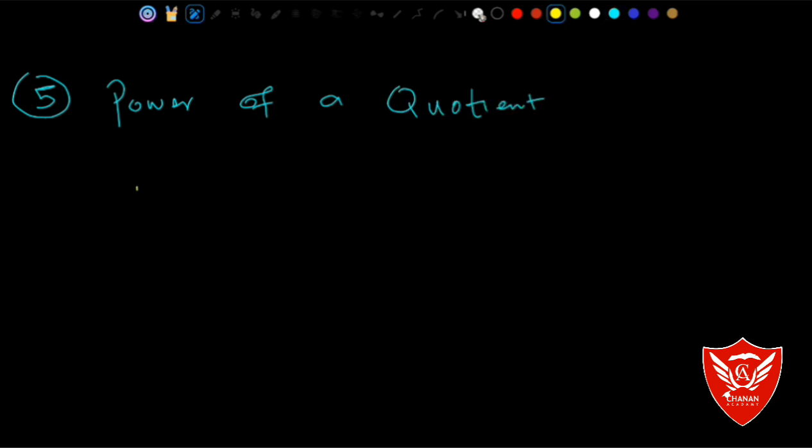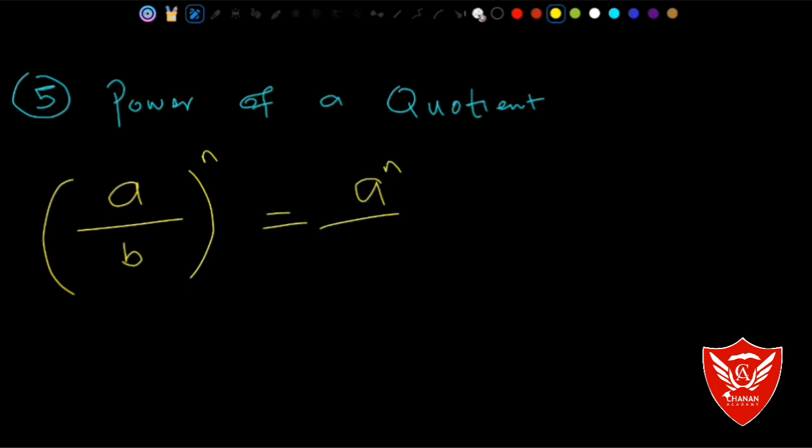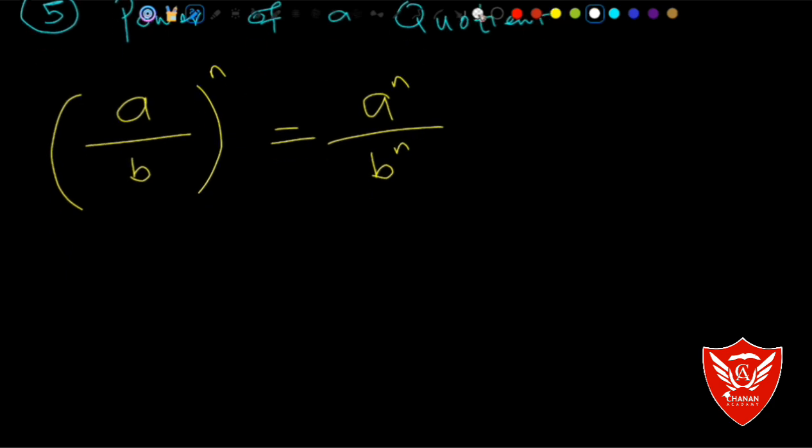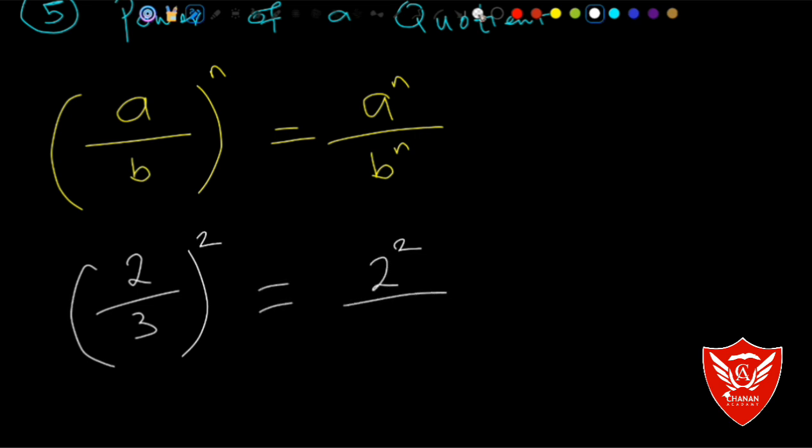If we have a over b all raised to the power of n, it is still the same thing as a raised to the power of n over b raised to the power of n. So let's explain this with an example. If we have 2 over 3 raised to the power of 2, this is going to be equal to 2 raised to the power of 2 over 3 raised to the power of 2, which is going to be equal to 4 over 9. And this is our answer.